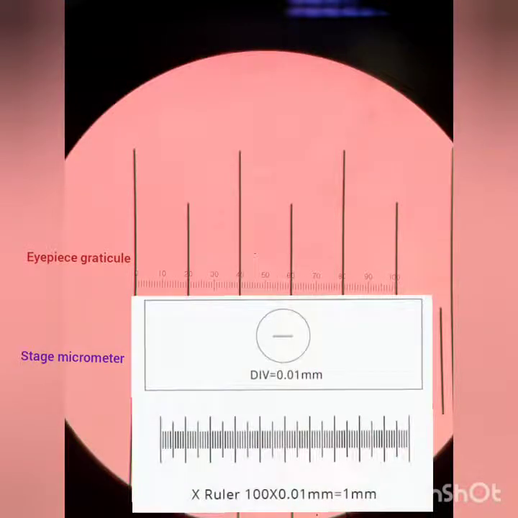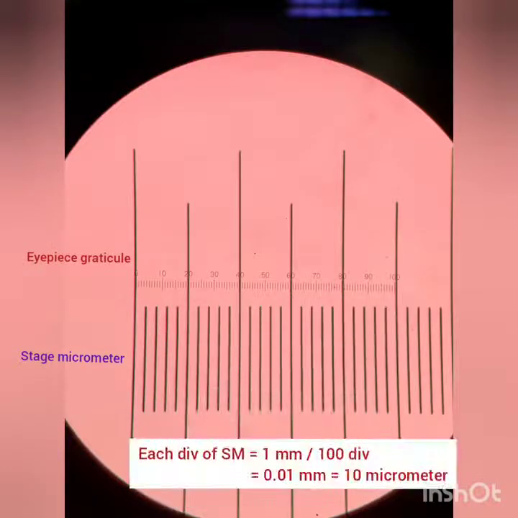Stage micrometer has 100 divisions, so the total length is 1 millimeter, meaning each division of the stage micrometer equals 0.01 millimeters or 10 micrometers. This is the exact number that won't change even though you change your magnification. And also please remember that millimeter is not a preferred unit to work with at the microscopic level, so you need to convert the unit to micrometer.